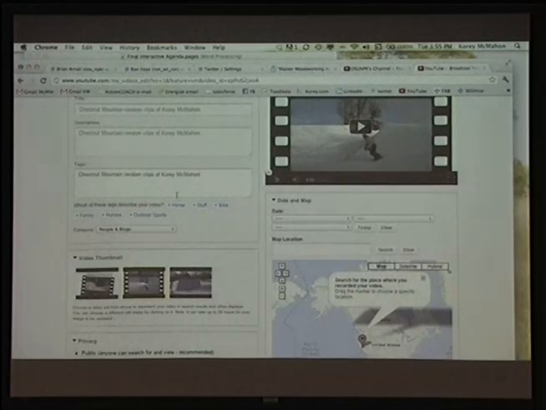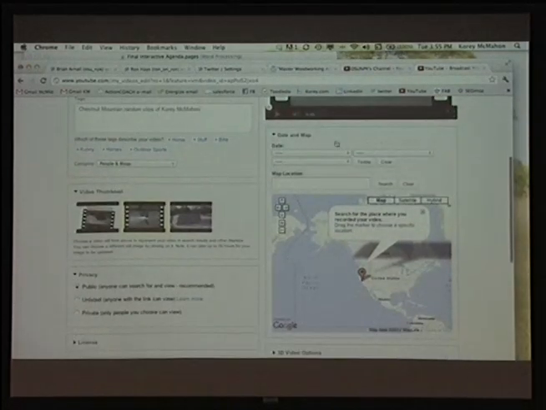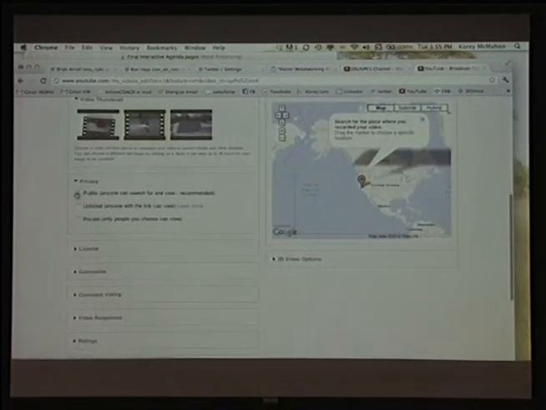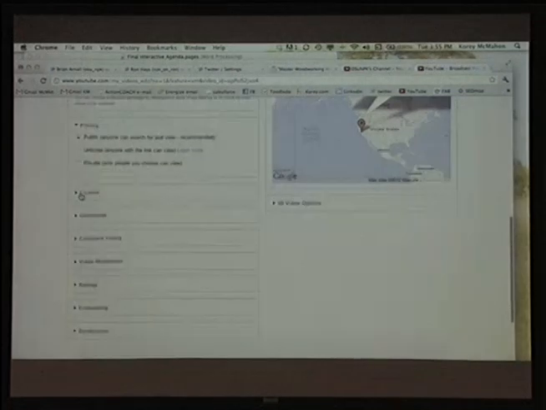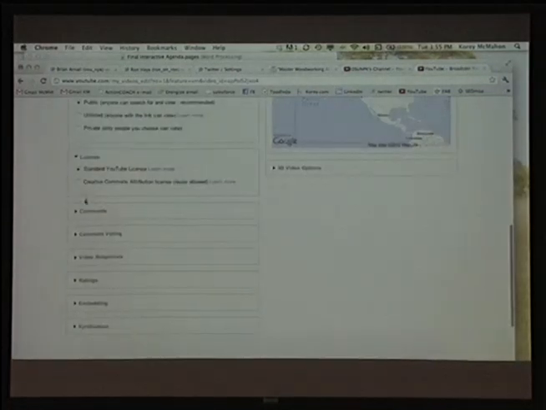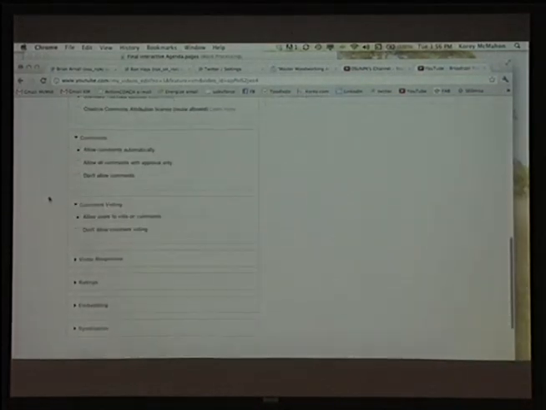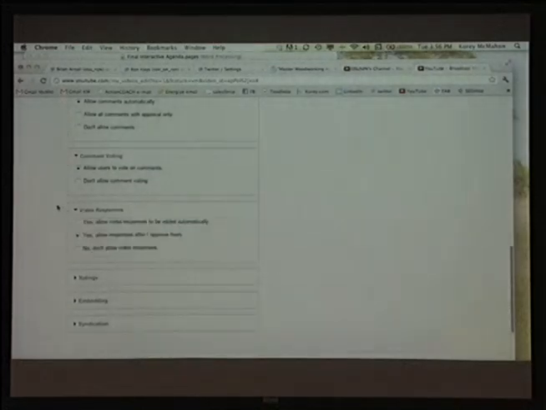Having that important information matters. Literally go in here and date stamp everything. Put in the location. All these things are really important. Make sure it's available to the public. Make sure you allow people to comment. Make sure people are allowed to vote. Did they like it? Did they not?